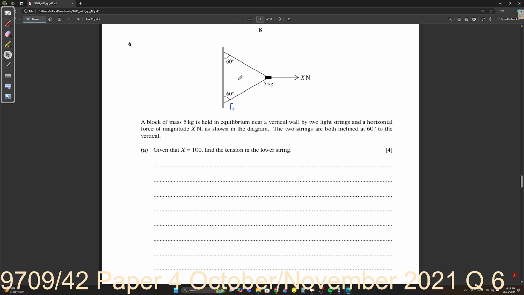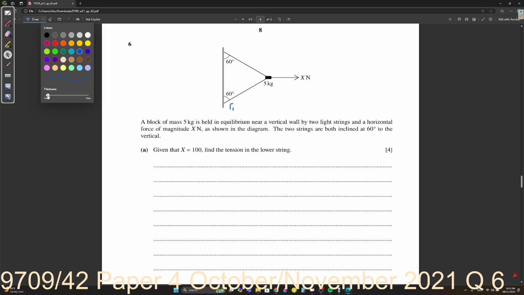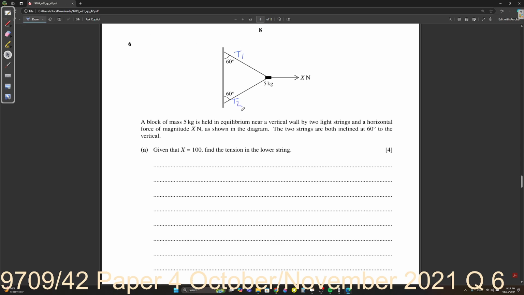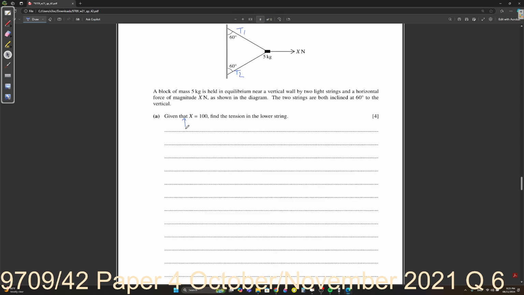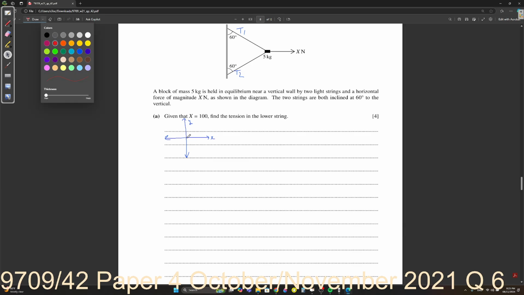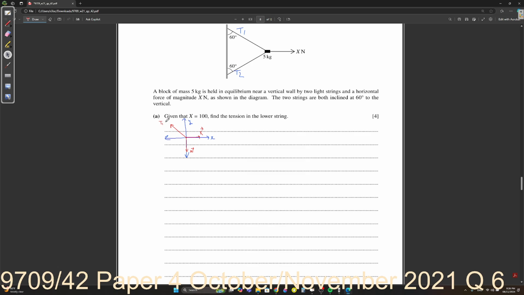I'm going to call this one here T1, and this one here T2. So let's draw the FBD for our block over here. This is our y-axis, and this is our x-axis. We're going to start first with the weight going downwards, and our X going to the right. We also have two forces. We'll call this one T1 and this one T2.